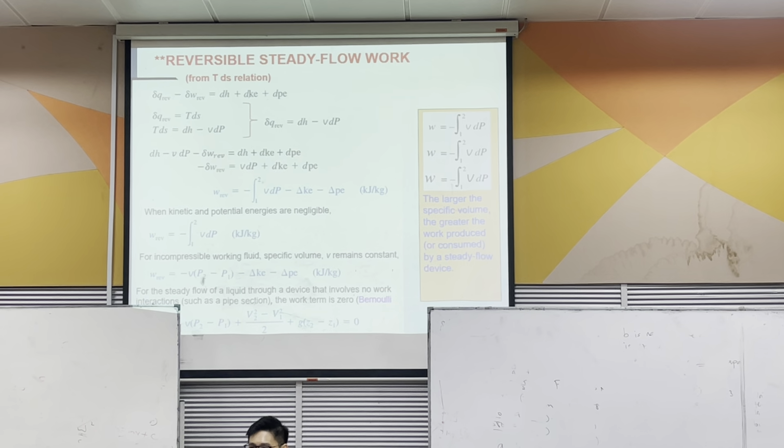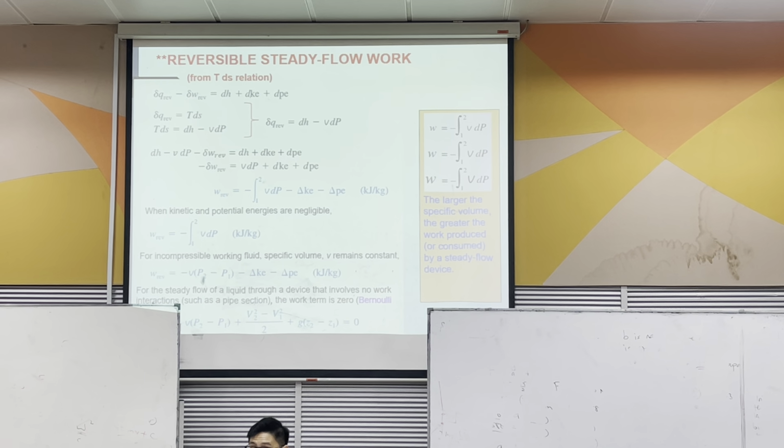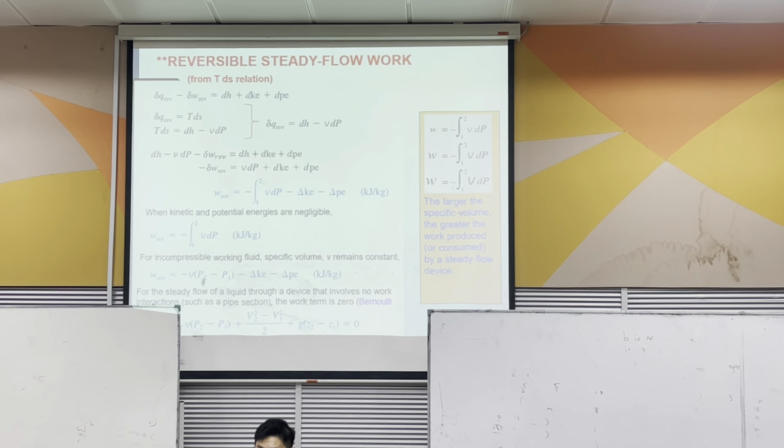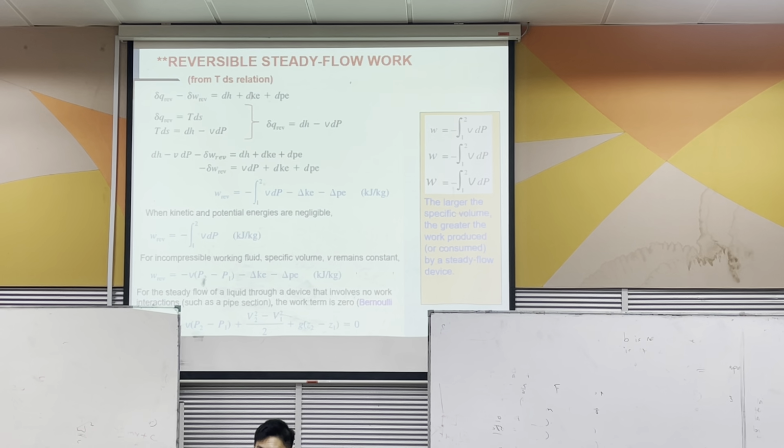This one is just to show that the larger the specific volume, the greater the work produced by a steady flow device. So here you can see that this equation is quite similar to what you use in a closed system. In a closed system, same thing. So here, this is for the incompressible case. This is the equation.